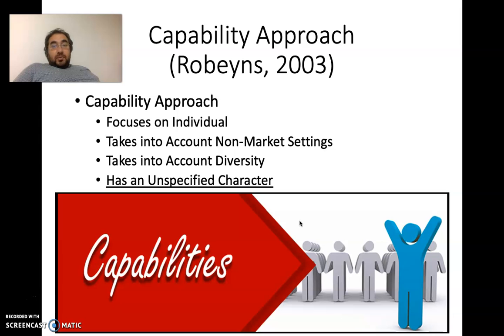So according to Robbins, the way to measure the capability approach should be vague, and it should be stated in a vague way, so that different papers or different projects that have different aims should be able to adapt the capability approach in the way they need to adapt it, basically.